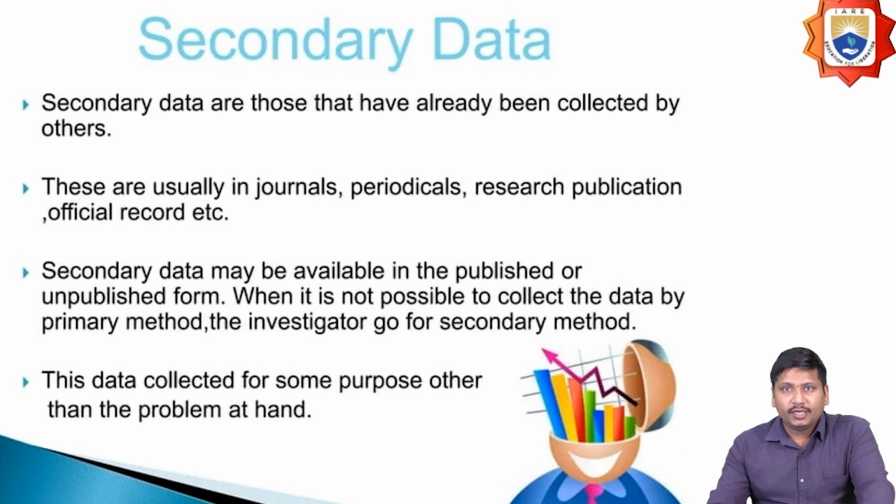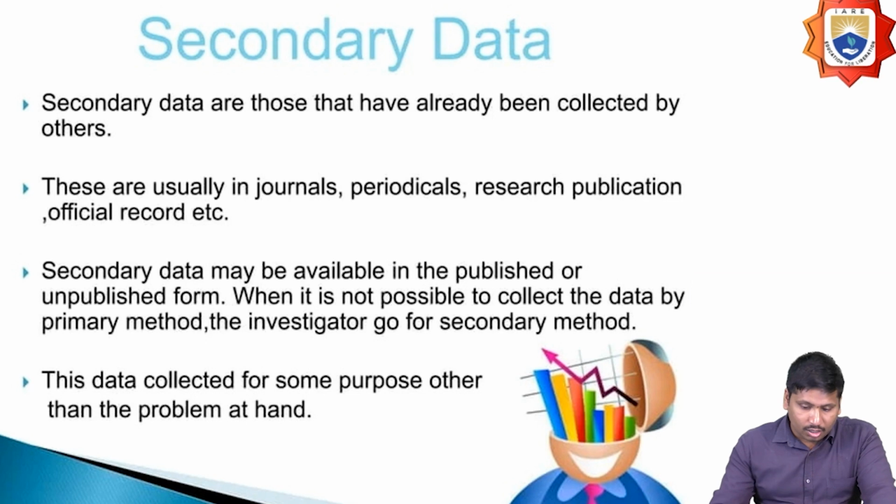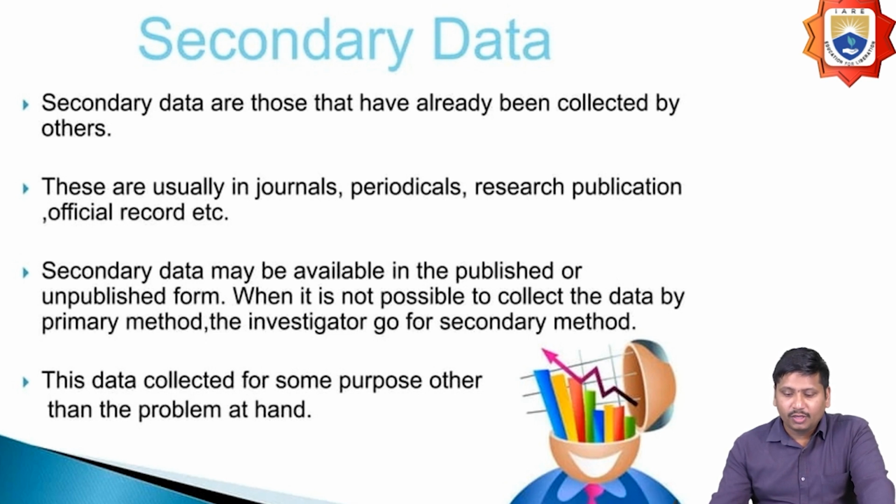Then we come to the secondary data. The secondary data is the data that has already been collected by others, and it is usually found in journals, periodicals, research publications and official records. The secondary data may be available in published or unpublished form. When it is not possible to collect the data by the primary method, an investigator can go to the secondary method. The data that is collected for some purpose other than the problem at hand should be treated as secondary data.